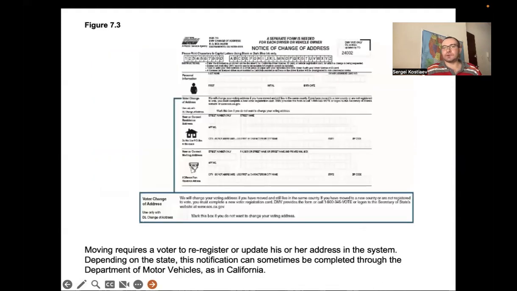When you move from state to state in the United States, you have a chance to register in other states, and you can do it, let's say, at the DMV, or in some states you can do it by mail. So whenever you move, make sure you register to vote in your state.